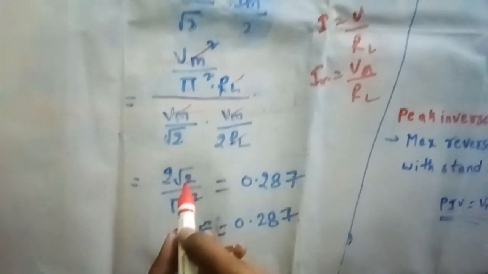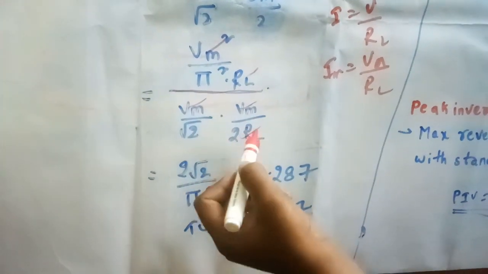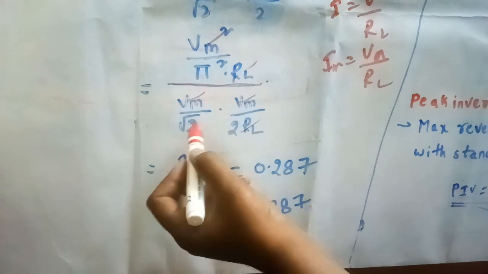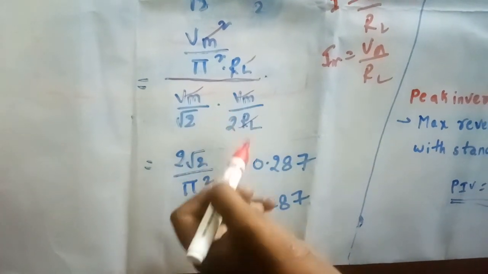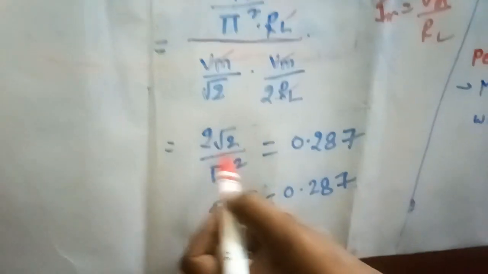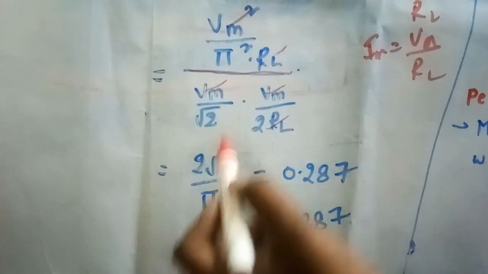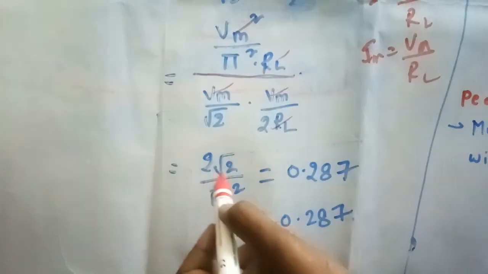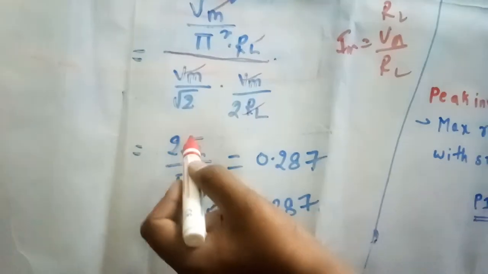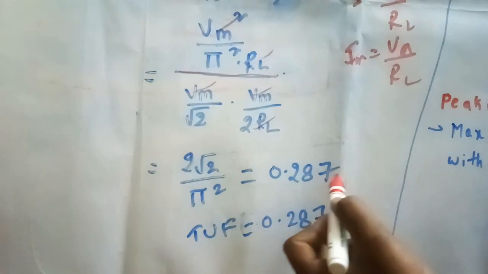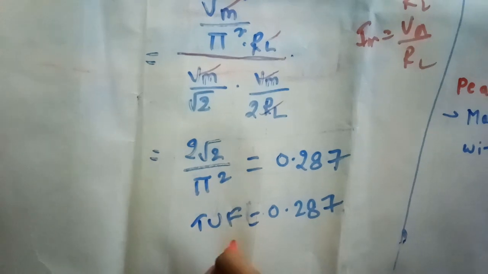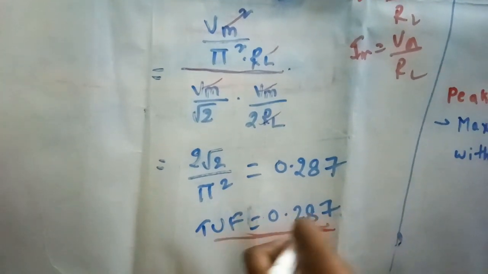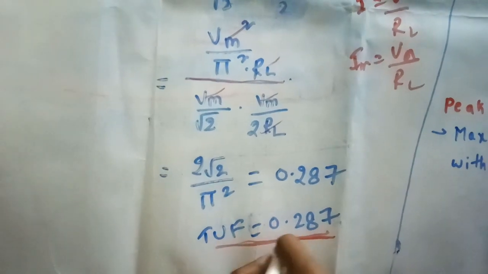What are the left terms? Here 2 root 2 in the denominator and 1 by pi square in the numerator. So 1 by pi square divided by 1 by 2 root 2. Simplify this and finally you will get 2 root 2 by pi square. Simplify this and you will get 0.287. So the transformer utilization factor is 0.287. This is the last parameter we derived here.